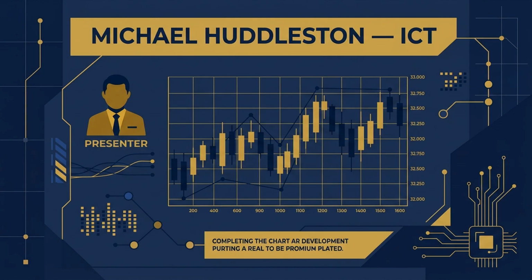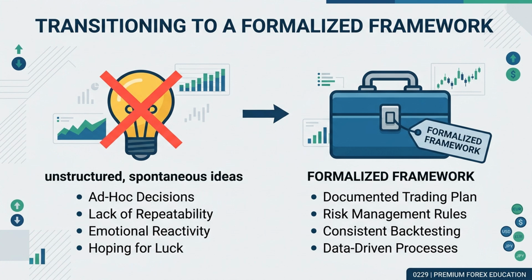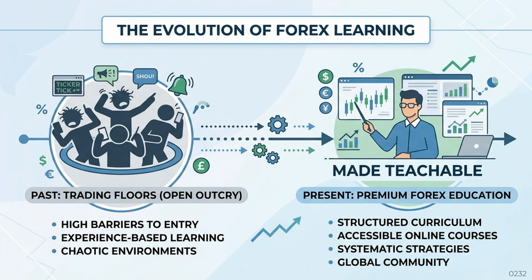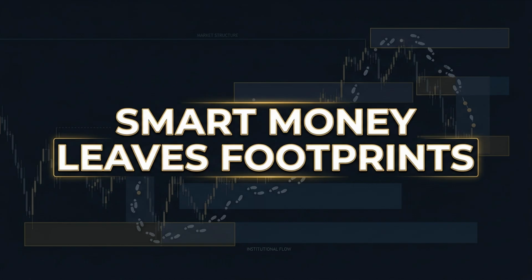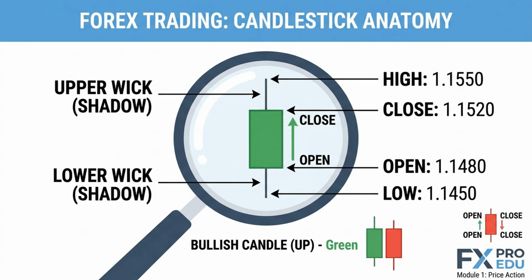Michael Huddleston, known across the trading world as ICT, built an entire framework around this behavior. He didn't invent order blocks from nothing. He formalized what floor traders and institutional desks had understood for decades, then made it teachable. His core idea is direct. Smart money leaves footprints, and those footprints are readable if you know the anatomy of a move instead of just the direction of a candle.